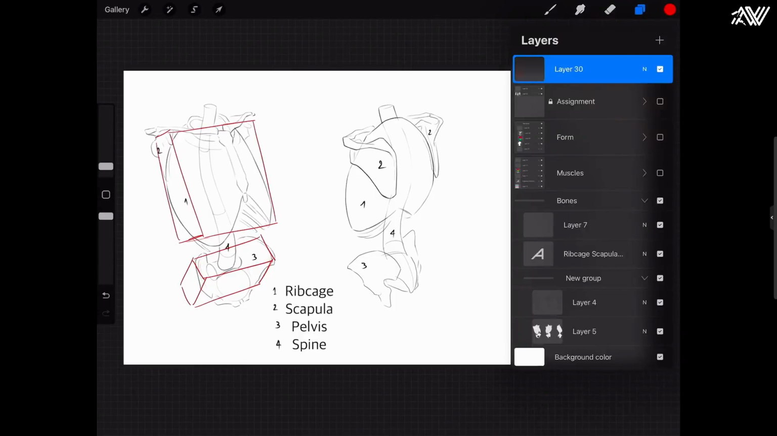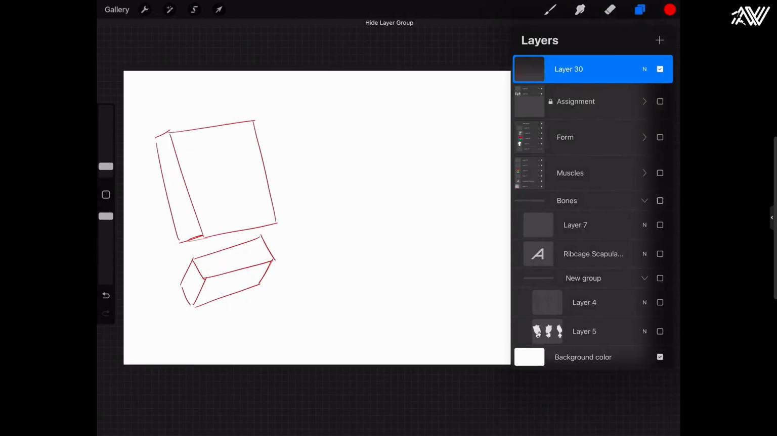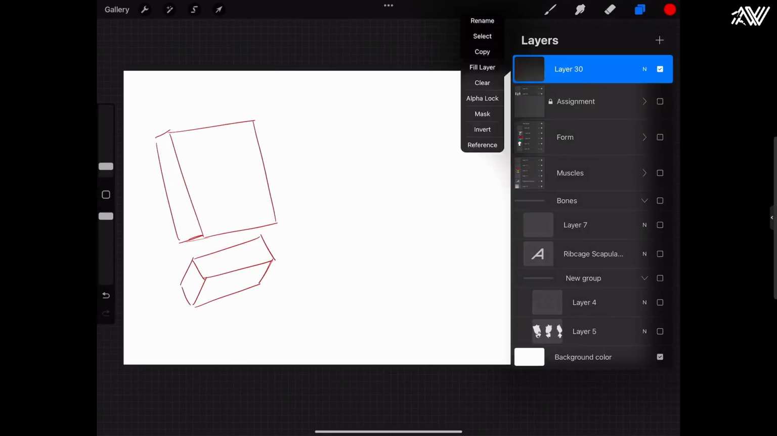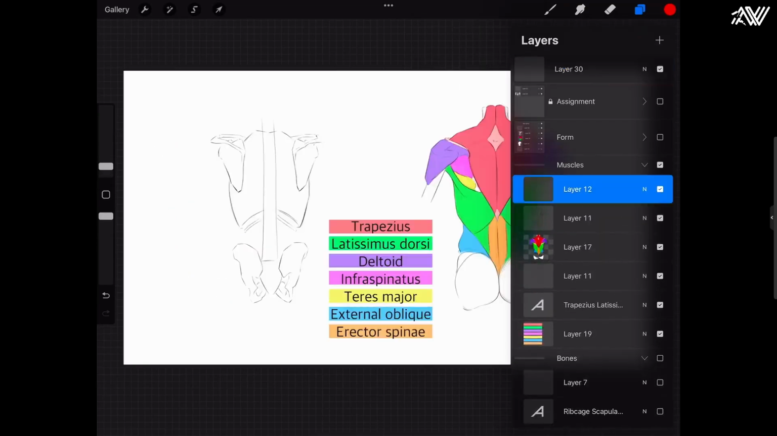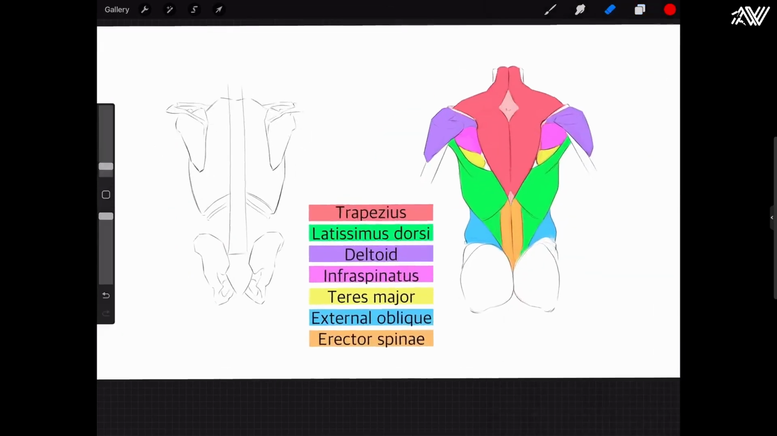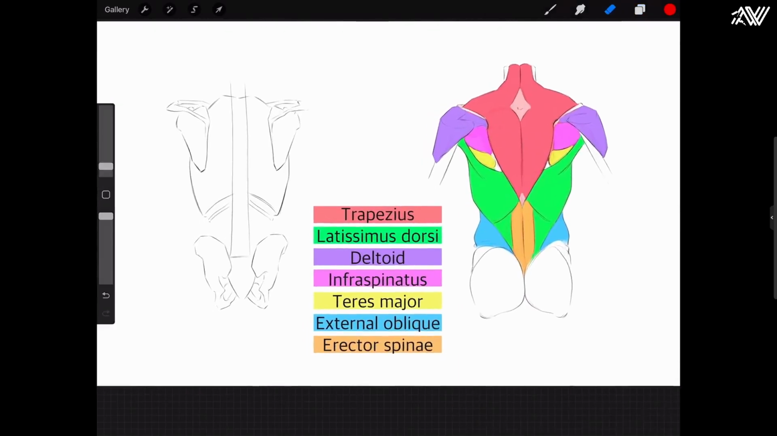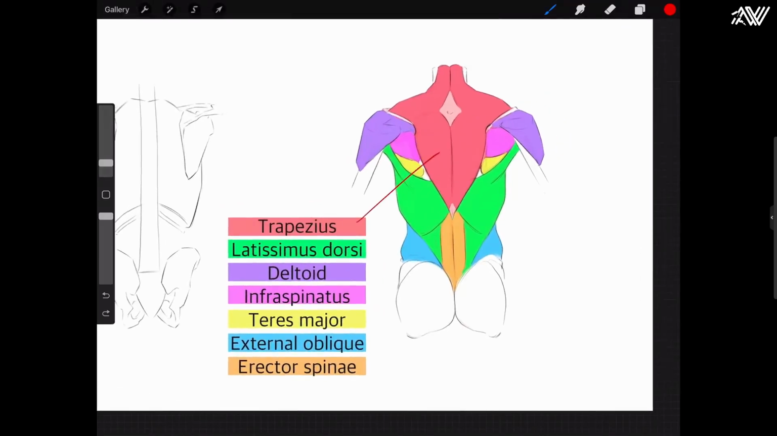Now, moving on to the muscles, when we look at an orthographic view of the back muscles, we can essentially see a couple of different muscles, right? So we have the bone structure on the left here, and we have the muscle structure on the right. And superficially, we can identify around 7 muscles, right? So the first one being the trapezius. It's indicated here in red.